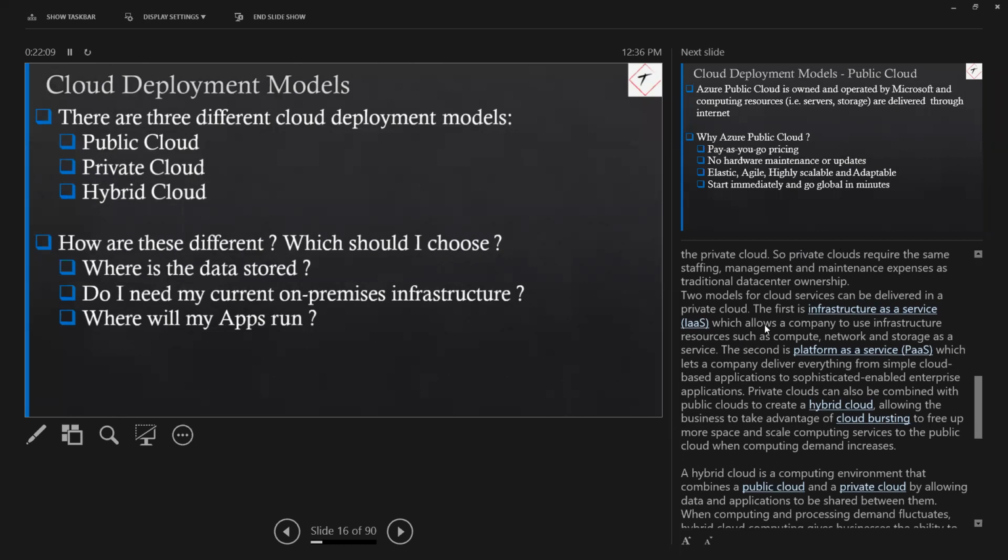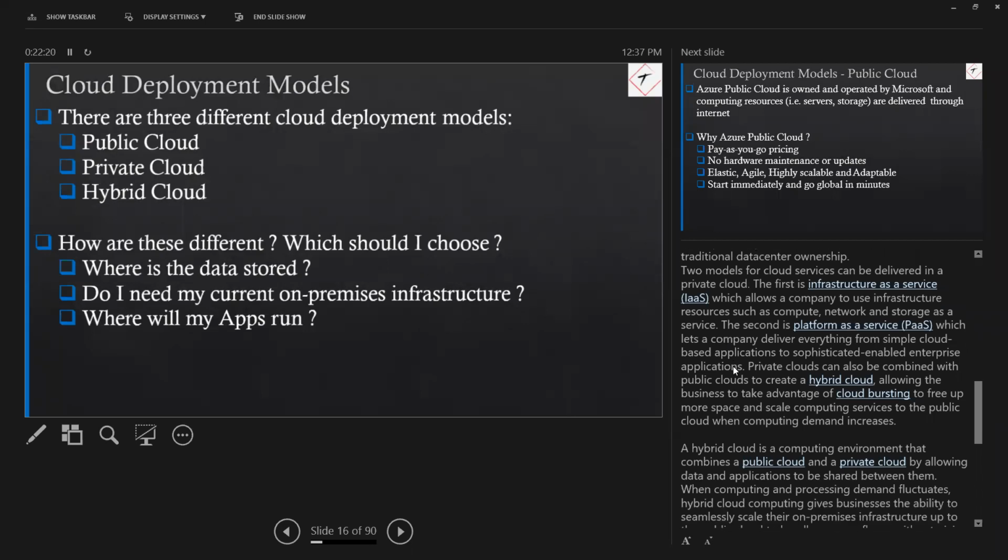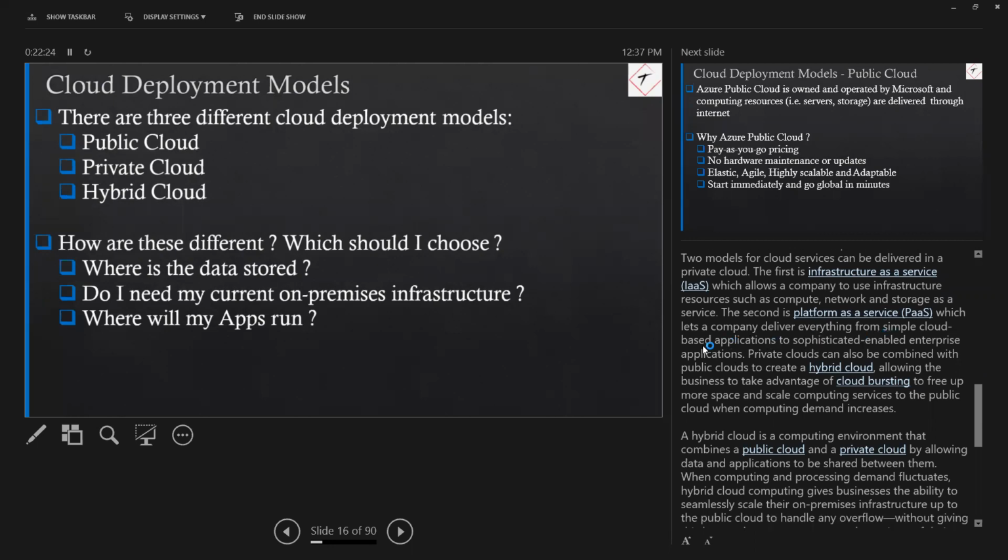One is infrastructure as a service, which allows the company to use infrastructure resources such as compute, network, storage, and services. And the second one is platform as a service, which lets your company deliver everything from a single cloud, based on applications and sophisticated, enabled enterprise applications.